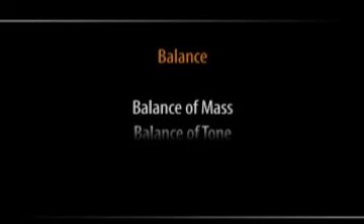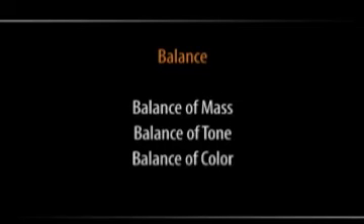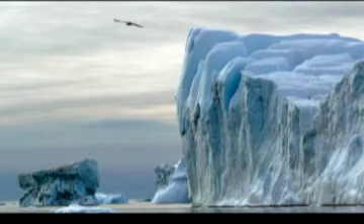Further, you also have to keep in mind the balance of objects within the frame. Now, the balance can be balance of mass, balance of tone and balance of color. What do I mean by balance of mass? For example, there is a small object in the left corner of the frame. It can be counterbalanced with an object in the right upper corner which is much bigger in size.